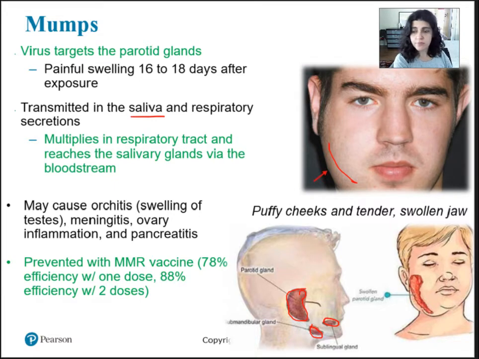Symptoms in this disease include headache, muscle aches, tiredness, loss of appetite, and these symptoms usually appear 16 to 18 days after the infection. But it can range from 12 to 25 days after infection. Most people with mumps recover within 2 weeks.